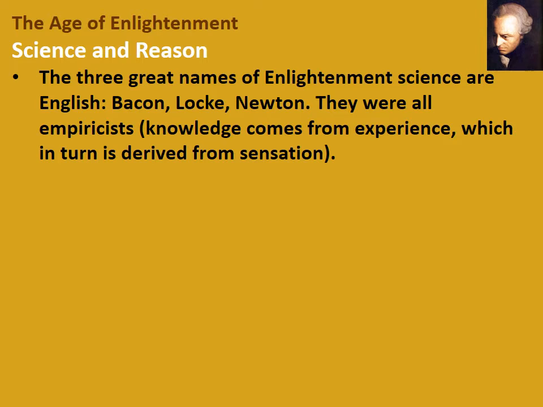Now, there are 3 great famous names for Enlightenment science. That's Bacon, Locke, and Newton. Bacon, Locke, and Newton. Sounds like a law firm. All of these were empiricists. All 3 believed that knowledge comes from experience, which is derived in turn from sensation. So everything we know comes through our eyes, our nose, our mouth, our sense of touch, and our hearing, our ears.